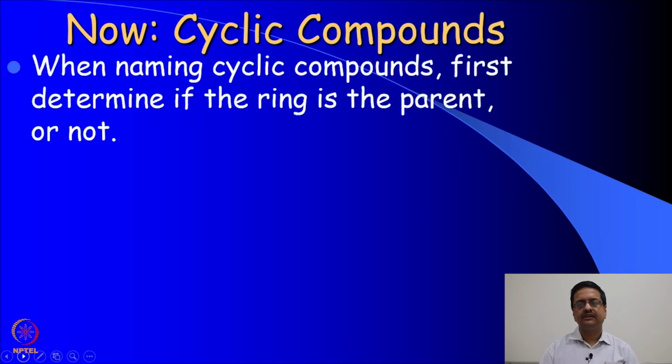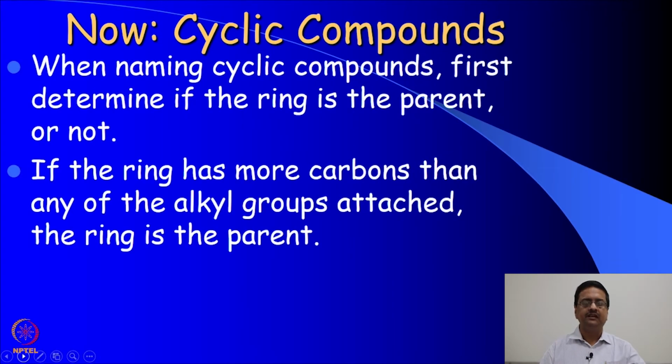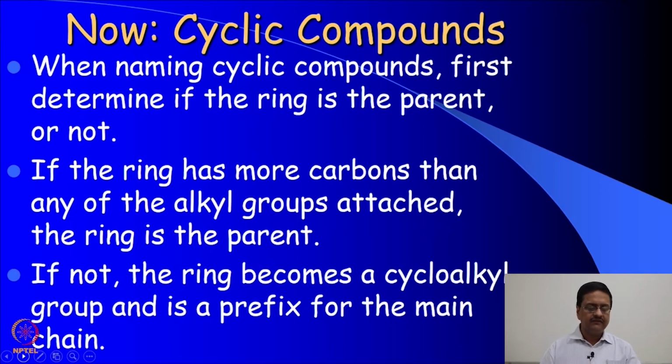Now, let us move to the next part where we try to name the cyclic compounds. When we are naming the cyclic compounds, we need to first determine the ring size of the parent and whether the ring is the parent or any other part of the molecule is the parent. If the ring has more carbon atoms than any of the alkyl groups attached to it, then the ring is called the parent ring. If not, then the ring becomes a cycloalkyl group and is a prefix to the main chain. So, we should remember this.